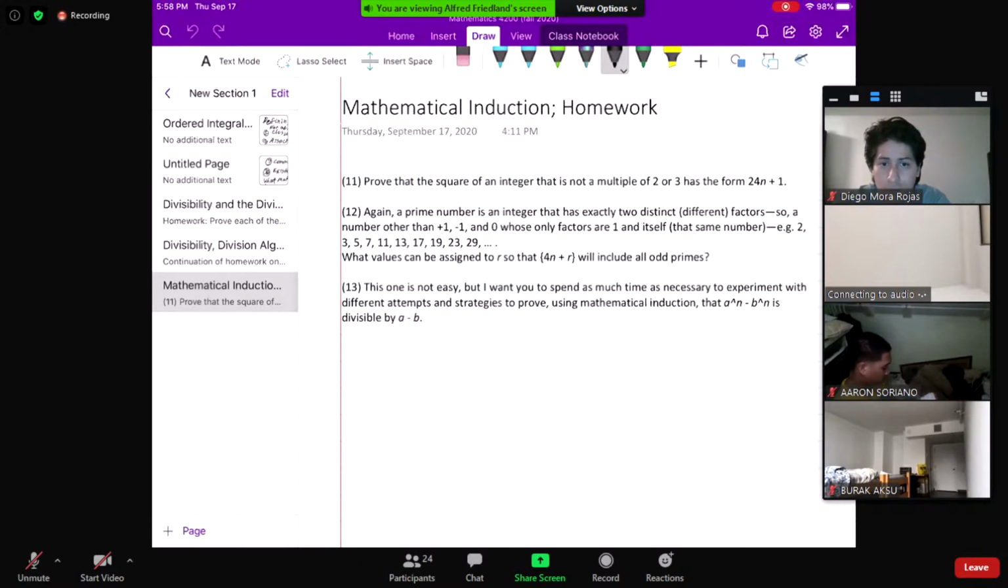So question 11 says, prove that the square of an integer that is not a multiple of 2 or 3. So you have to think about how you would represent an integer that's not a multiple of 2 or 3. Think of what that implies. If it's not divisible by 2 or 3, what does that say about it? And then show that you can write a number that is not a multiple of 2 or 3 in the form 24 times an integer plus 1.